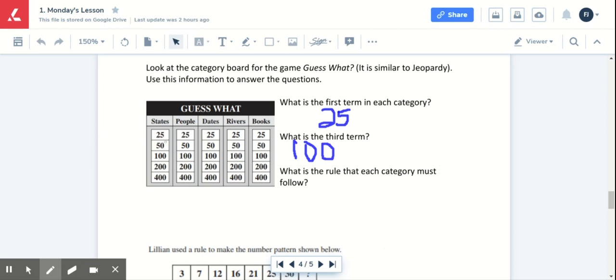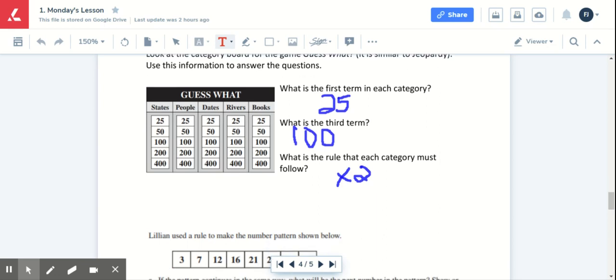Let's try multiplication. 25 multiplied by 2 equals 50. That works. 50 multiplied by 2 equals 100. That also works. 100 multiplied by 2 is 200, and 200 multiplied by 2 is 400. So what can we guess the rule is here? That's right, to multiply by 2. Awesome job.